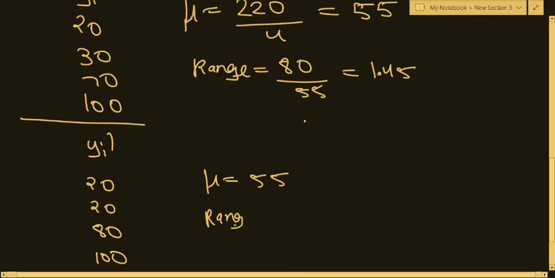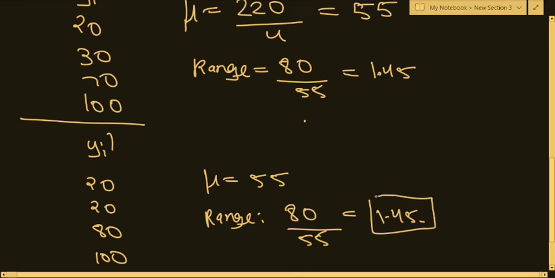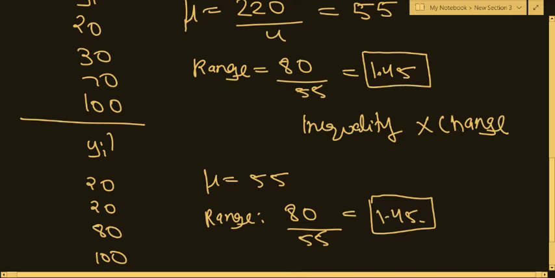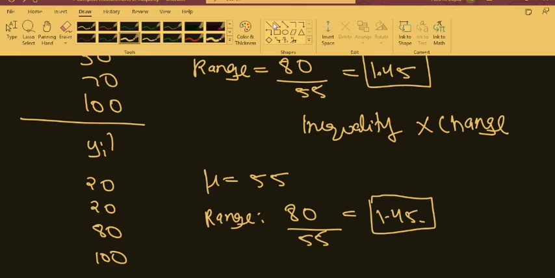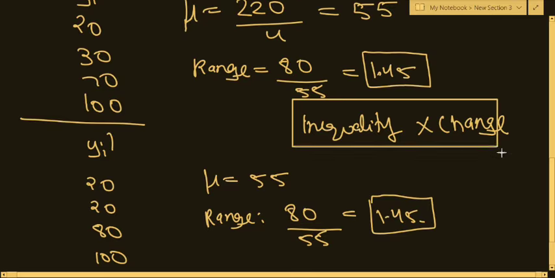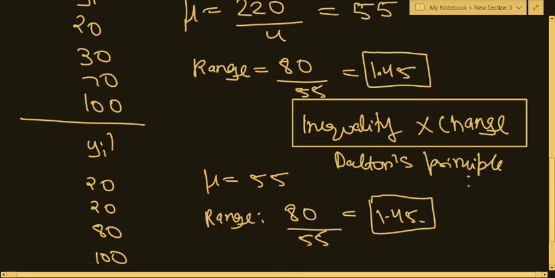Now what is the range? Let us see. We have the range again 100 minus 20, 80 upon 55. This comes out to 1.45. So the range hasn't changed even after the regressive transfer. So inequality doesn't change. Dalton's principle says that inequality should increase. So that is why Dalton's principle fails for the range.